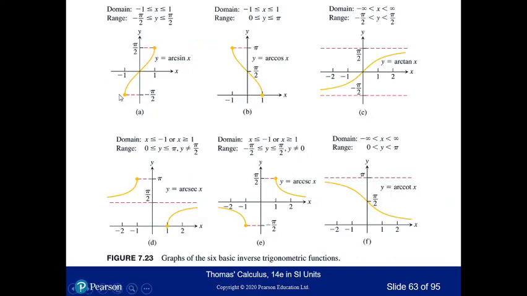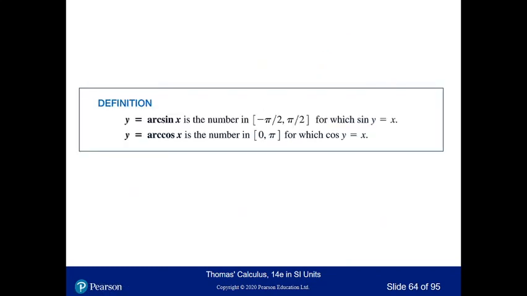And this is the summary of the inverse functions. This is the inverse of sine, this is the inverse of cosine, this is the inverse of tangent, this is the inverse of secant, this is the inverse of cosecant, this is the inverse of cotangent. Okay? You don't have to memorize, but if you need it, you know where to find it.